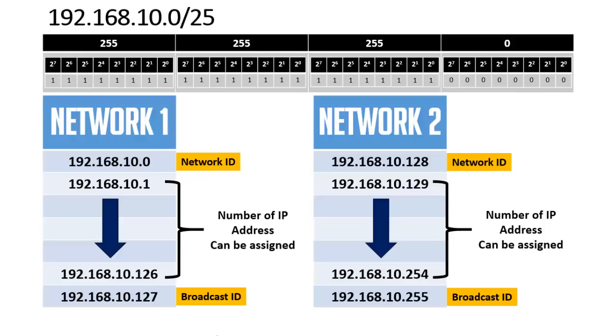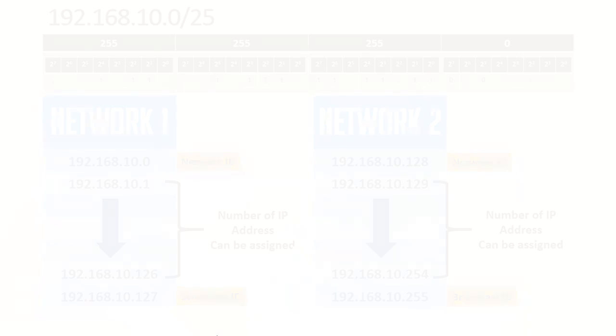So guys, hope the concept is clear. Let's take another example. As you can see here, the IP address 192.168.10.0 with the CIDR value 26. The IP address is the same as our previous example, but this time we are using a CIDR value of 26.